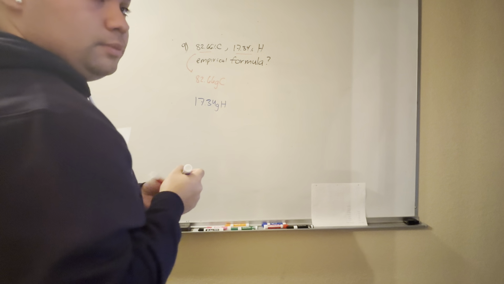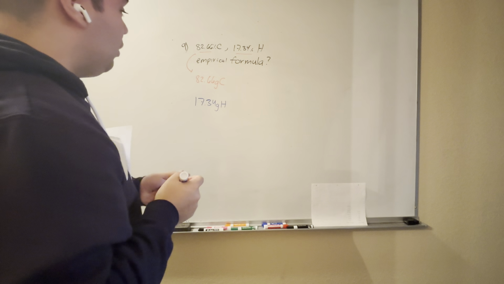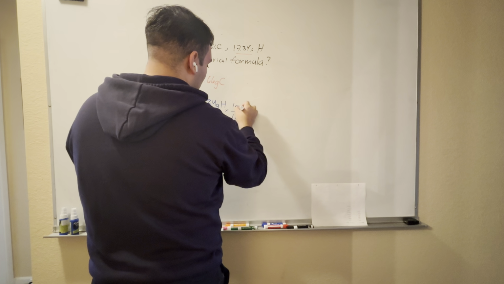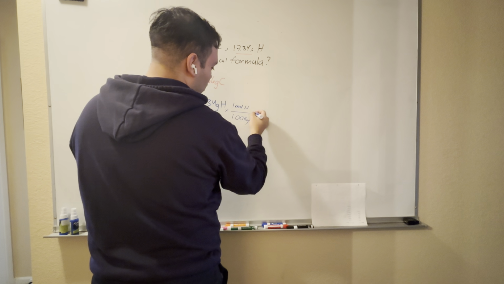Okay, so now we have both numbers. In order to do anything about empirical formulas, we have to turn any grams that we have into moles. I'll start off with hydrogen. So you have to go from grams of hydrogen to moles of hydrogen. So how do we go from grams to moles? We use the molar mass. We'll get a number.